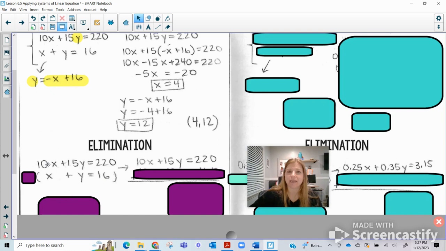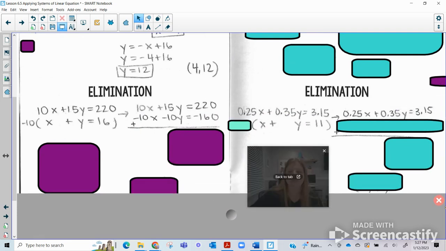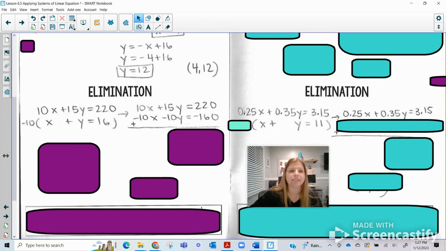I know that if I wanted my 10x to get eliminated, this would need to be a negative 10x down here. In order to make it a negative 10x, I'm going to multiply the entire second equation by negative 10. If I do that, I would then get negative 10x minus 10y equals negative 160. Now that my equations have coefficients that are opposites, I can go ahead and add these two equations together. My x's eliminate out. 15y plus negative 10y is 5y. 220 plus a negative 160 is 60.